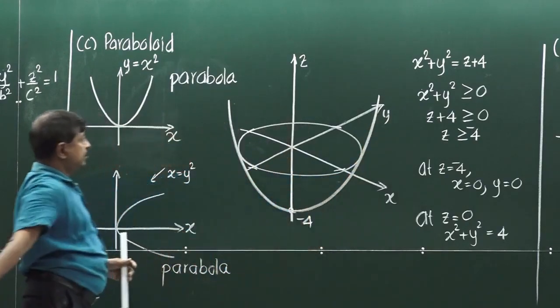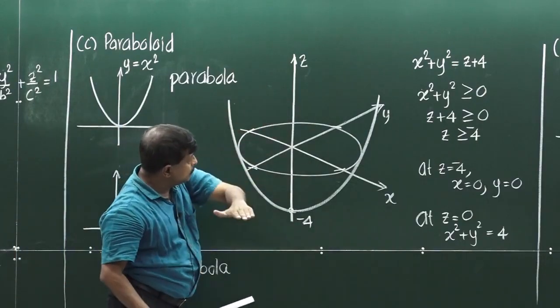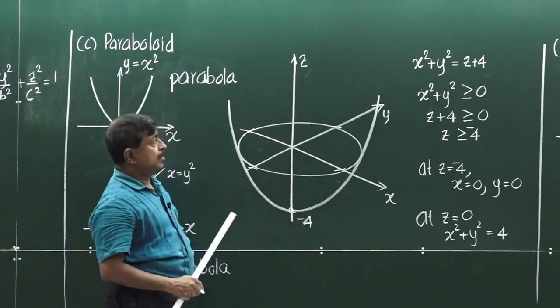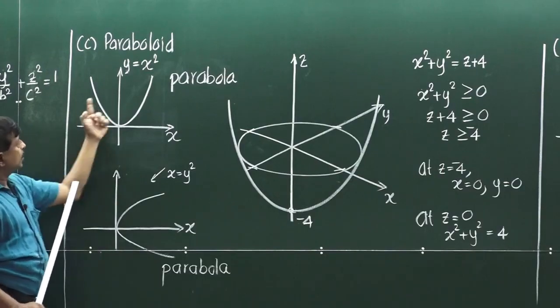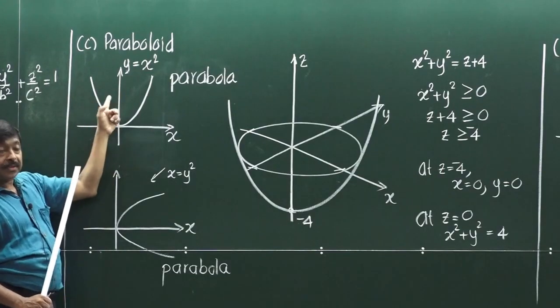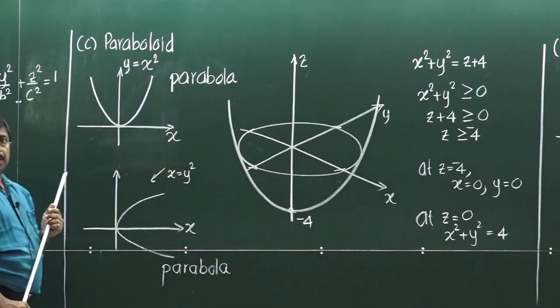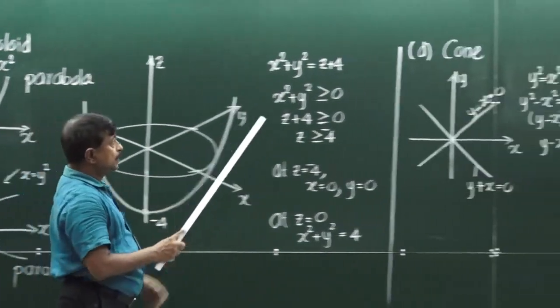Like this. If you just cut this diagram parallel to the xy plane, you always get a circle like this, right? It's like one of these, right? If you rotate this about its axis, you will end up with a paraboloid. Now we will move to the next diagram, which is the cone.